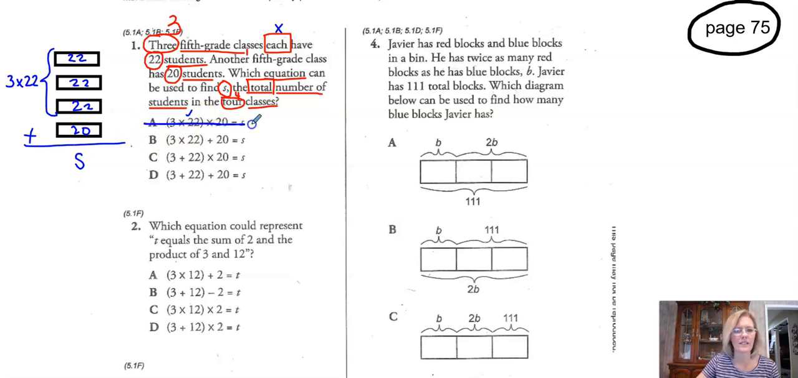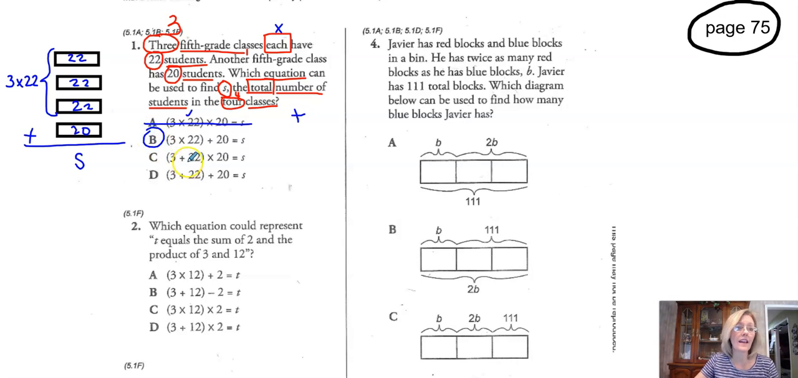So I'm going to cross that out. Plus, it didn't have anywhere for a total. I know total means plus, so I'm going to have a problem that has a plus sign in it at least. Okay? So if I look at this one, 3 times 22, well, that sounds like 3 classes that each have 22 kids plus 20. That looks exactly like what I need.